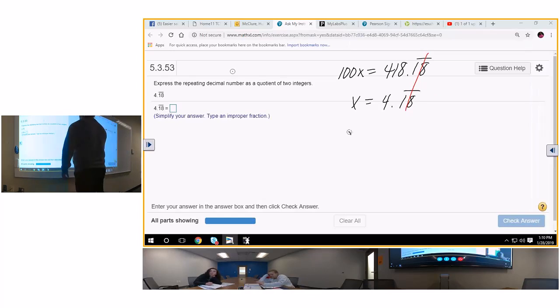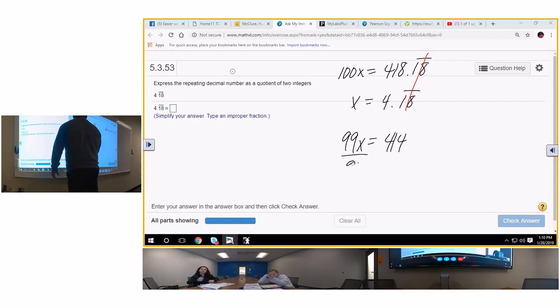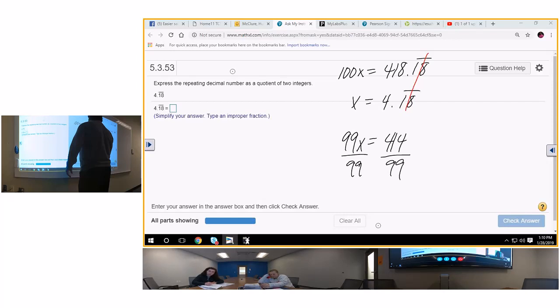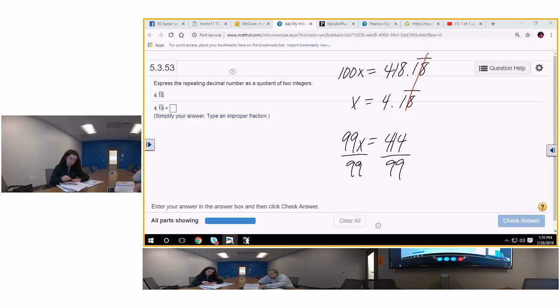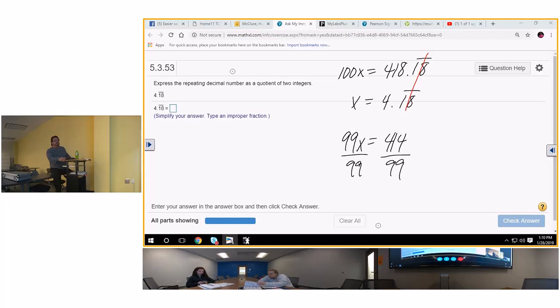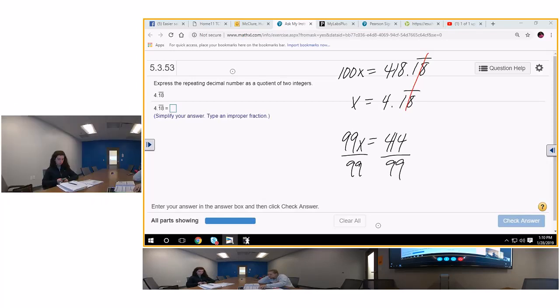The 18s cancel, and you're left with 99x is equal to, what's 418 minus 4? 414. All right? And 414 divided by 99. Somebody divide it and tell me what you get. You should get that repeating decimal. 4.181818. You're right. Of course I am.